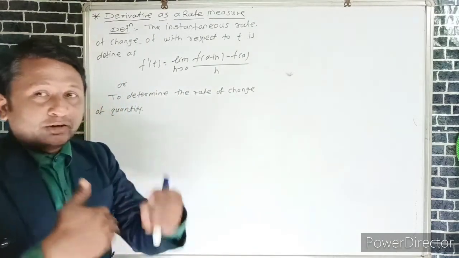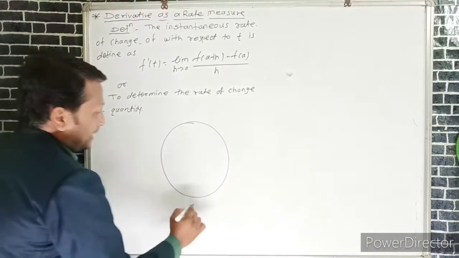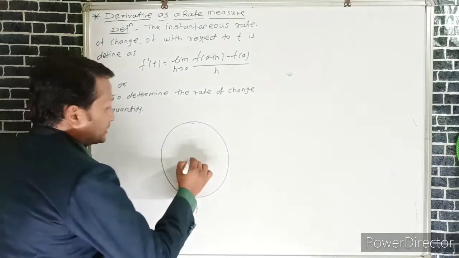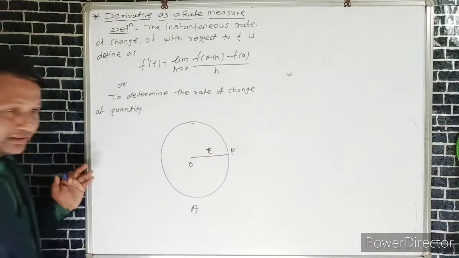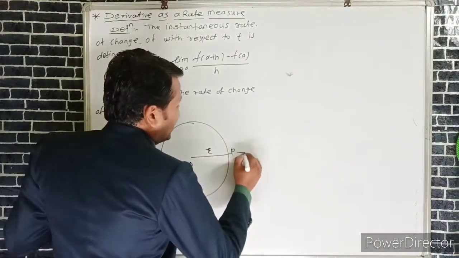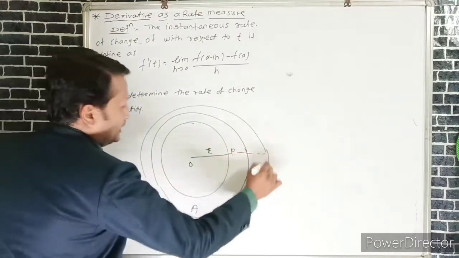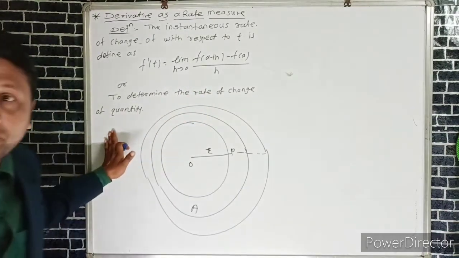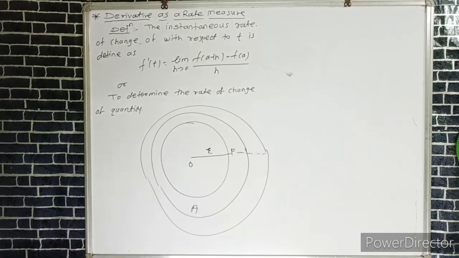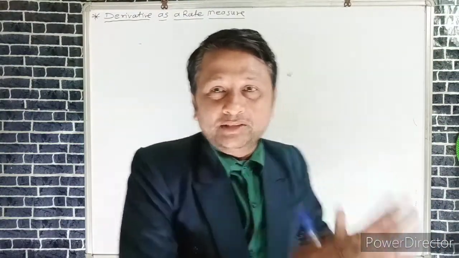How does a quantity increase? If A is any circle, O is the center of the circle, and the distance of O from P is the radius, then if the radius increases, the area also increases, which is a best example of the rate of change of a quantity. Another way, we can say the slope of the tangent is a rate measure. So first we learn about the rate measure or rate of change.